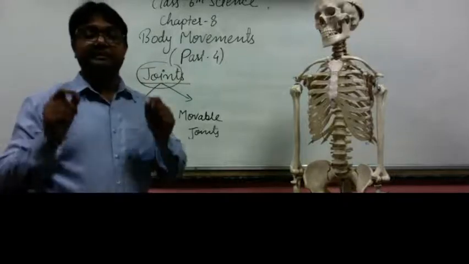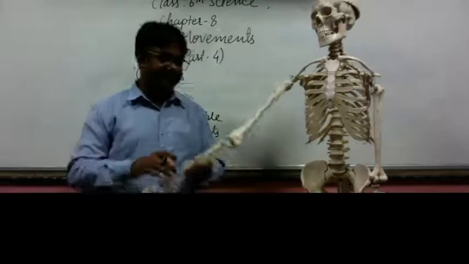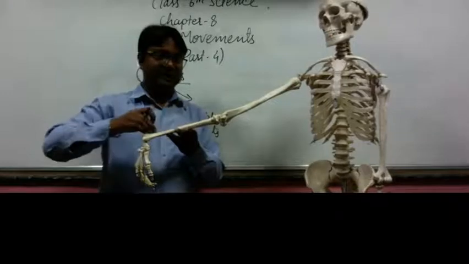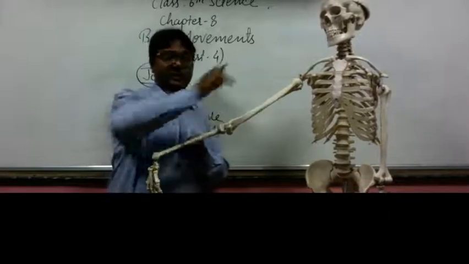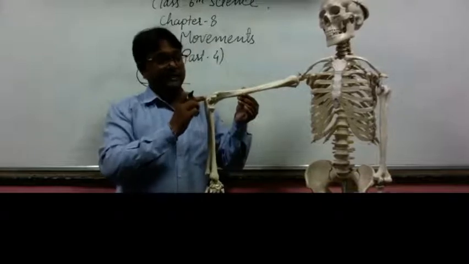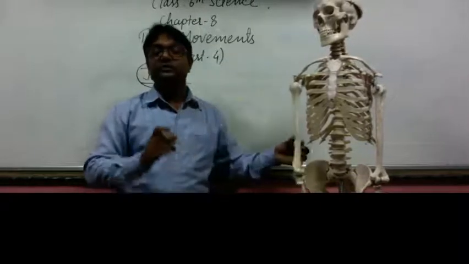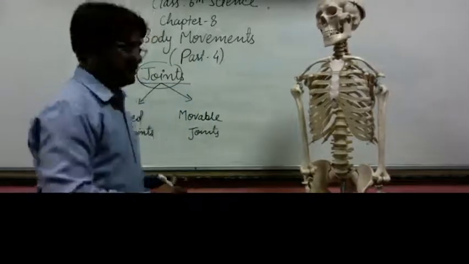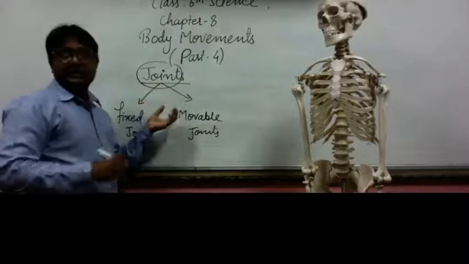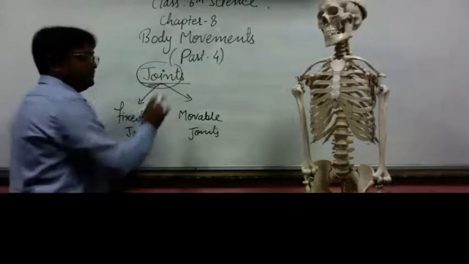A joint is the place where two bones are meet. If I'm talking about this one, one bone, and another bone is this one. So these two bones are meeting at one point. The meeting place of these bones is known as a joint. I think it is clear to everyone. The joint is basically the meeting place of two bones.